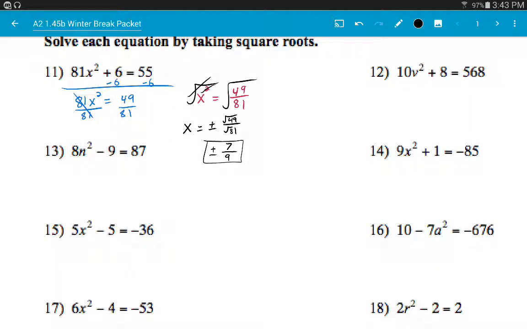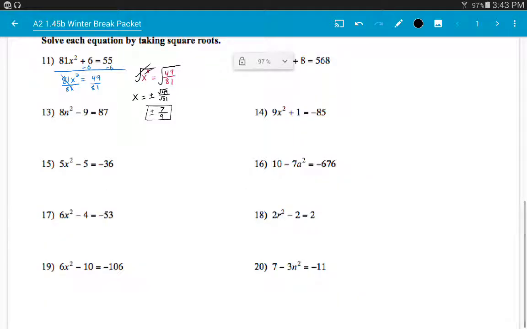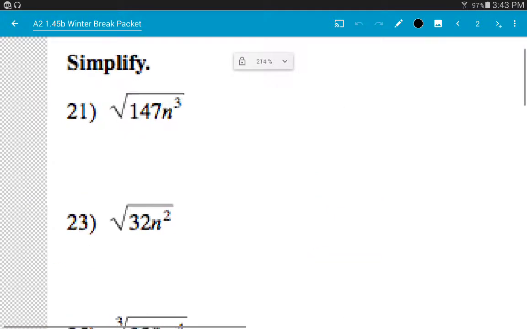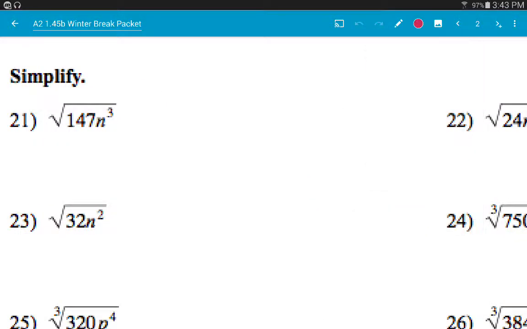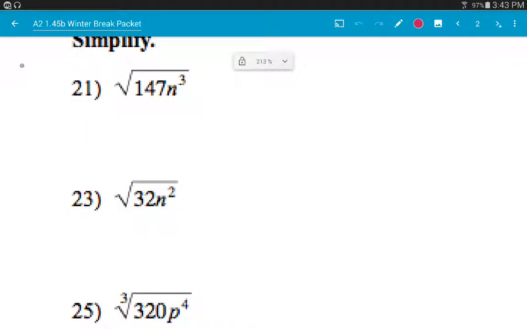Some of them will be simplifiable all the way, like this one was. Some of them won't simplify at all, so it's really up to you. You've got to do what's best for that individual case. To simplify in here, if it's a square root, we're looking for perfect squares that divide into this. So let's think, the perfect squares are 2 times 2 is 4, 3 times 3 is 9, 16, 25, 36, 49. In this case, I'm going to be using 49.